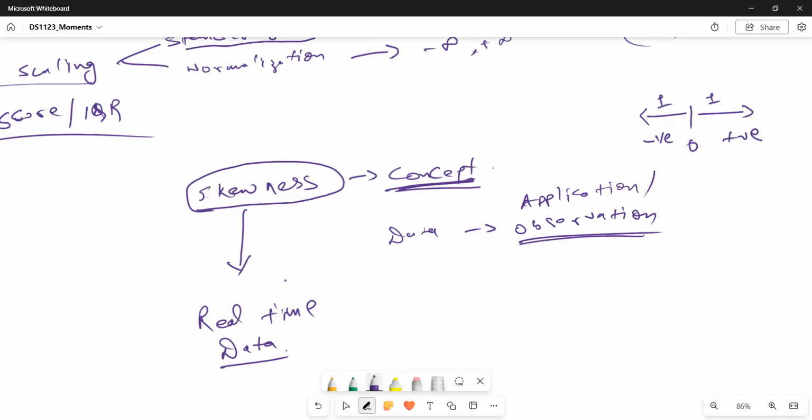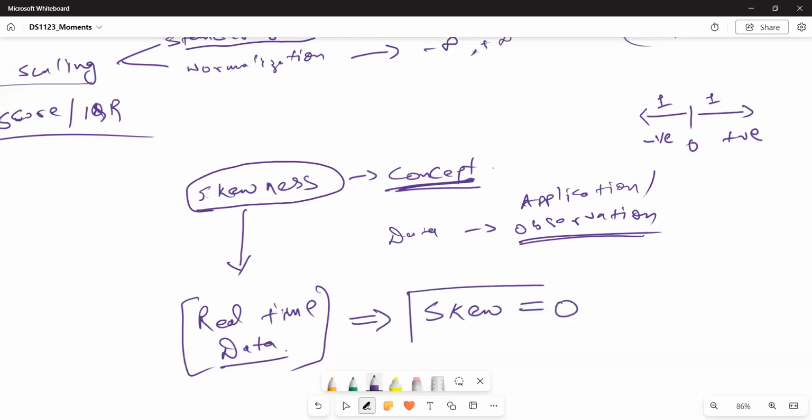Let's say the employee data set that we were working on, right? It's real-time data, although it's just generated data. It is generated data, but yes, if it belongs to some organization, it will be real-time data because it represents real values, right? Real employees, their real salaries, their real age, their real department, right? So this is real-time data. And for real-time data, skewness can never be zero. You will not be able to achieve this. You will never be able to achieve the skewness of zero.